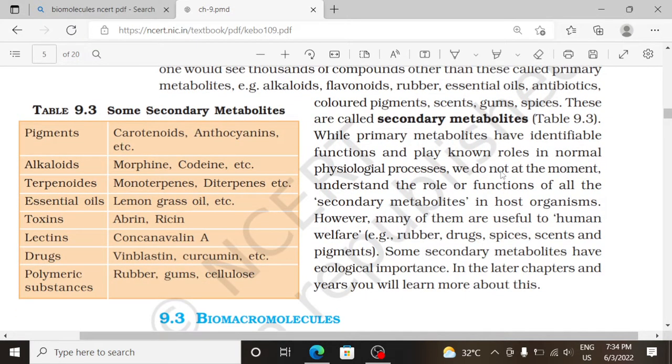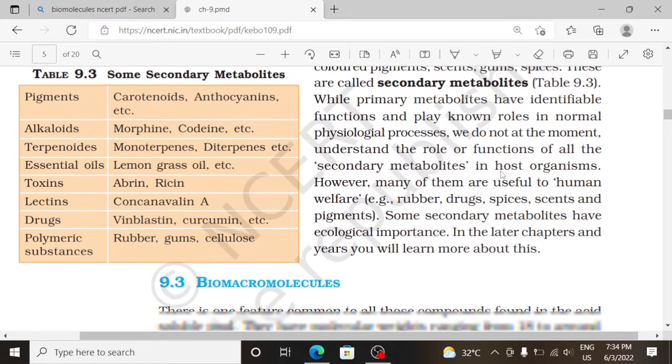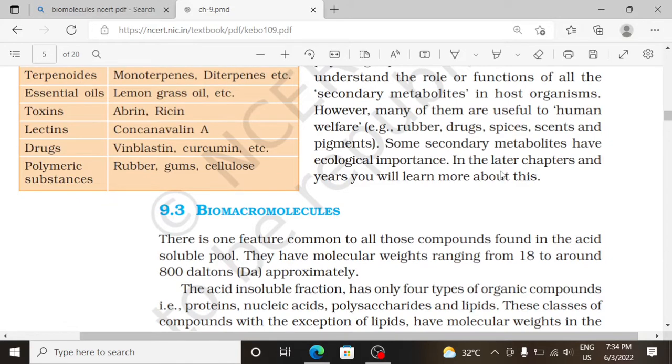While the primary metabolites have identifiable functions and play known roles in normal physiological processes, we do not at the moment understand the role or functions of all the secondary metabolites in host organisms. However, many of them are useful to human welfare. Example: rubber, drugs, spices, scents, and pigments. Some secondary metabolites have ecological importance. In later chapters and years, you will learn more about this.